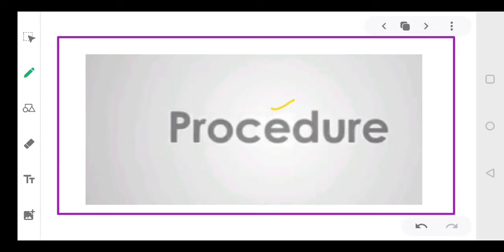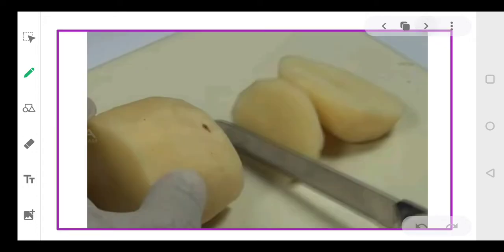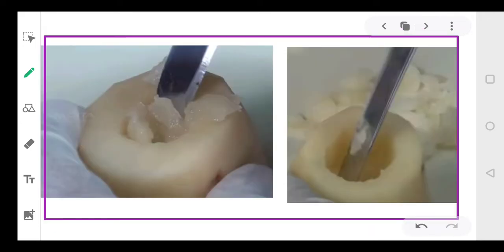Coming to the procedure, how will we perform this experiment? First of all, we will use the knife and chop the potato from both sides so the surface becomes plain. Here you can see we are chopping it from both sides so that the surface becomes flat. Now with the help of the knife, we will make a circle in the center and remove all the potato from the inner surface to create a cavity.